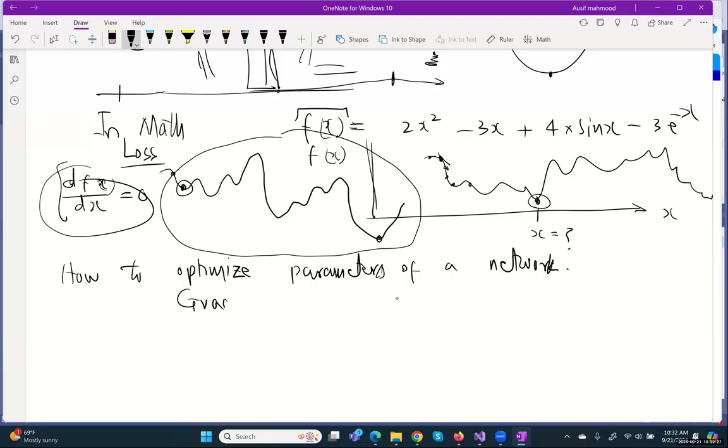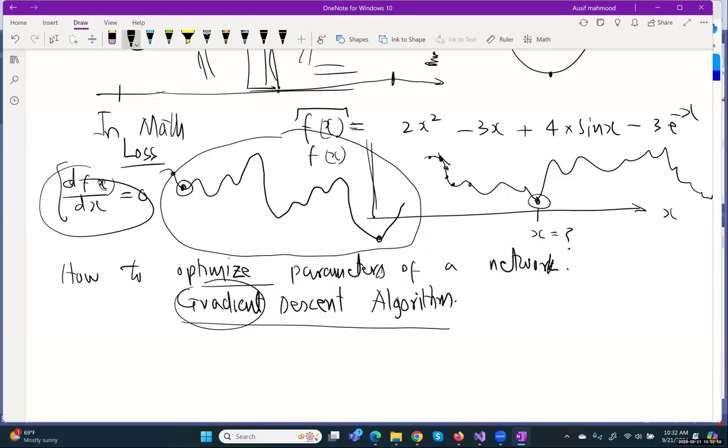so as of now, the best algorithm is an iterative algorithm, meaning it won't give us the answer right away. We have to repeat this process many, many times. And that algorithm, which we use for the optimization of a neural network or the learning of a neural network, is called the gradient descent algorithm. Okay, and gradient is another word for the slope, or another word for the derivative.